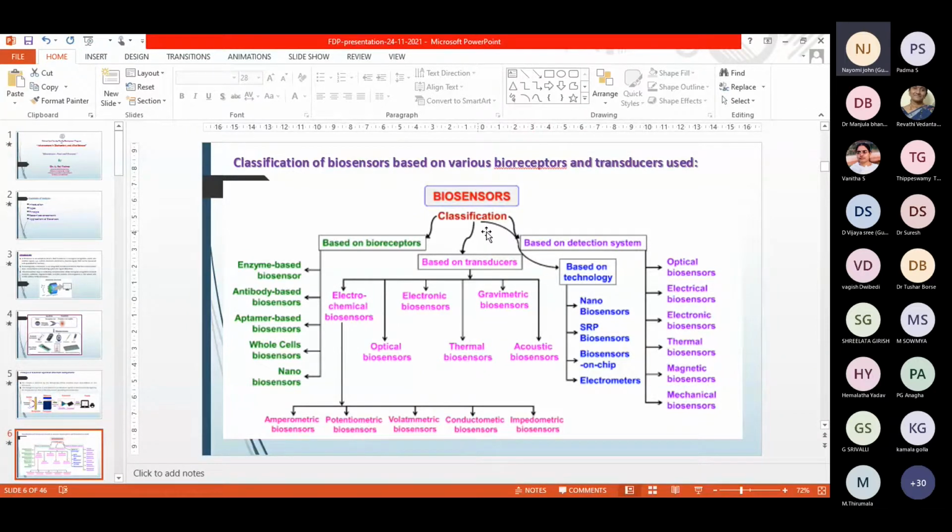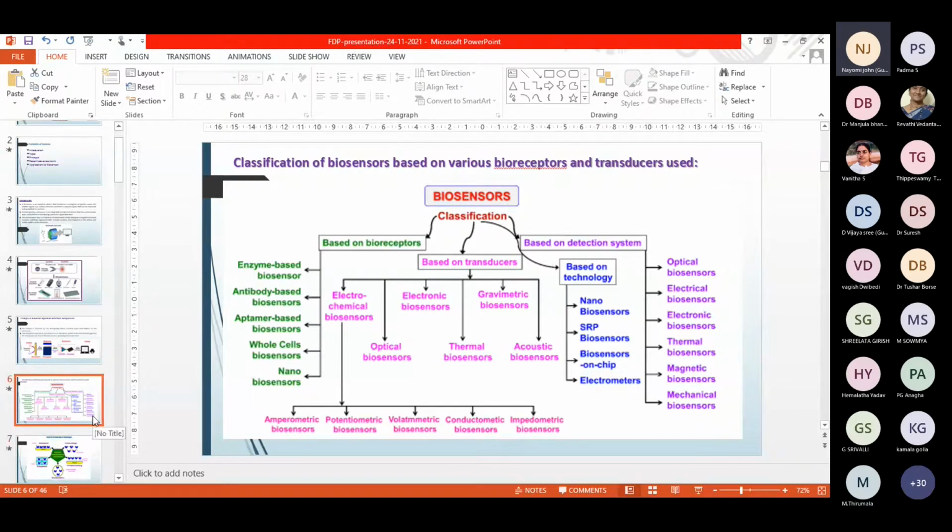And if the classification is based on the detection system, these are called optical or electrical biosensors, electronic, thermal, magnetic, and mechanical biosensors. Based on technology, what type of technology you are using to make the bioreceptor, these are called nanobioreceptors, surface plasmon resonance, SPR, biosensors on chip, or electrometers. So these are the different types of biosensors.